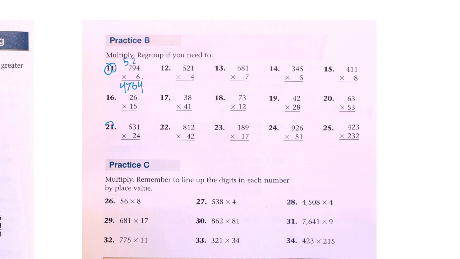All right, let's try 21. Better yet, let's try one with more space. Let's try 23. So we have 189 times 17. The first thing we start with is the ones column. So we're going to multiply 7 times 189, starting with the ones column first. 7 times 9 is 63. Regroup the 6. 7 times 8 is 56. Plus 6 is 62. And 7 times 1 is 7, plus 6 is 13.